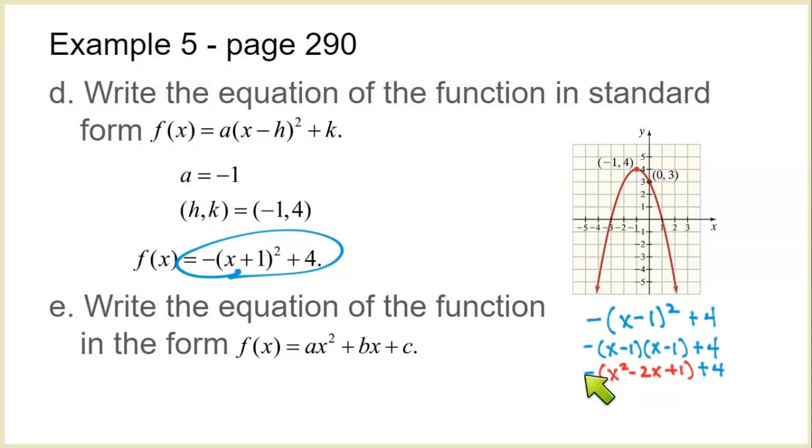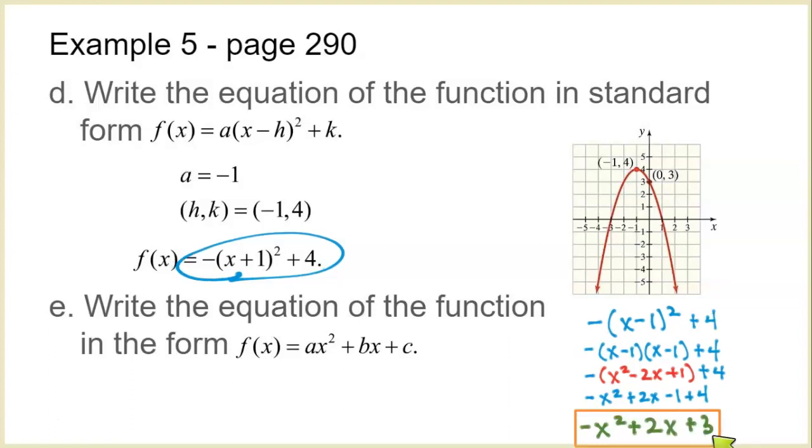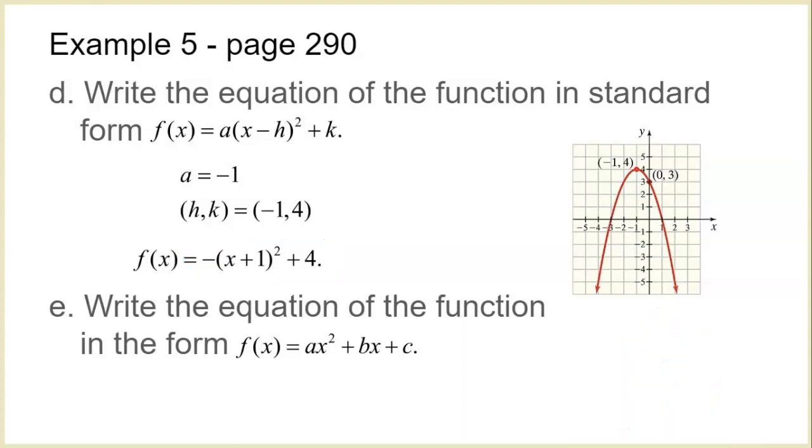And then I can distribute that negative sign to each one of these terms. And I can simplify. So these can be combined, right? -1 and 4, those can be combined. And so this is my equation that is in this form, right? Standard form of a quadratic function. -x squared plus 2x plus 3. And then from there, this is my y-intercept if I replace this and this with a 0. So it should match. And so that's everything in your notes.